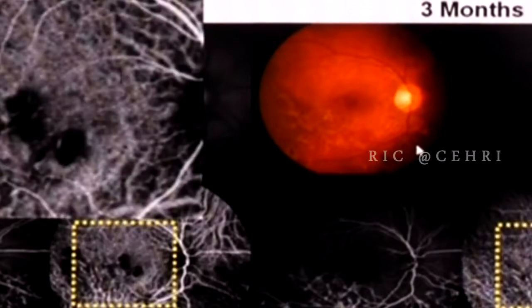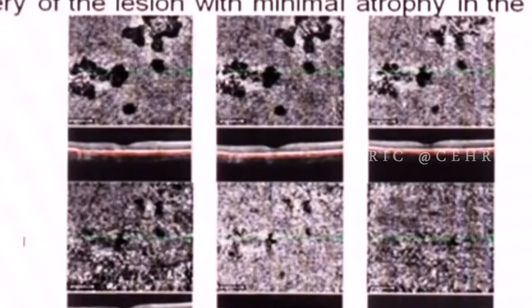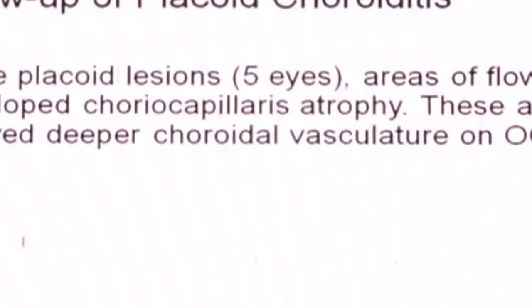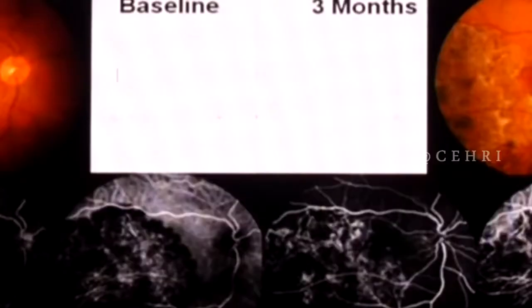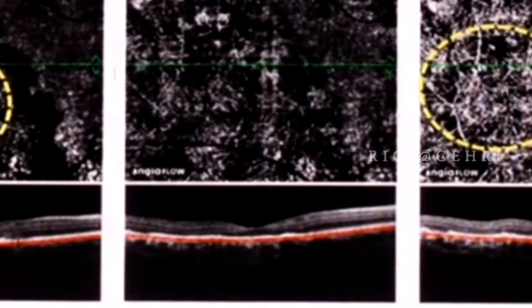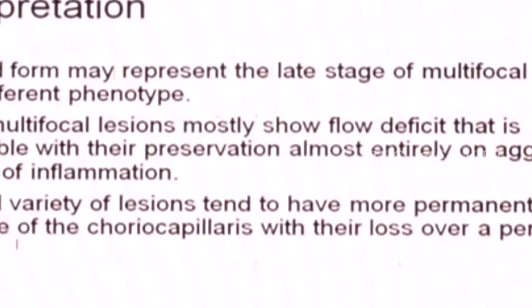And you can see these areas totally disappearing even on ICG as well as on OCT angio. You can see from here to here. Whereas the one which was the placoid choroiditis was the bad one. Probably it represents the late stage of the disease, but you don't see the reversibility of flow. You just see the large choroidal vessels and atrophy of choriocapillaries.